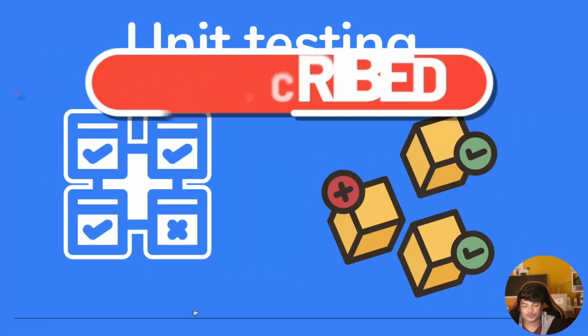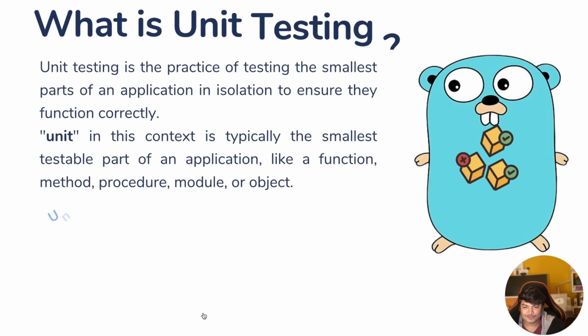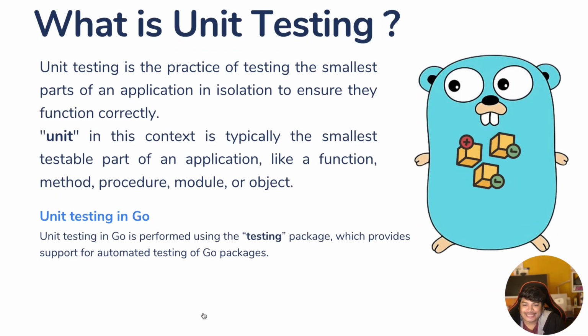In this lesson, we're going to learn about unit testing. Now, you might ask me, what exactly is unit testing? Unit testing is a practice of testing the smallest part of the application in isolation to ensure that they function correctly. The unit is the context, typically the smallest testable part of the application, like a function, method, procedure, or module, or it could be an object as well.